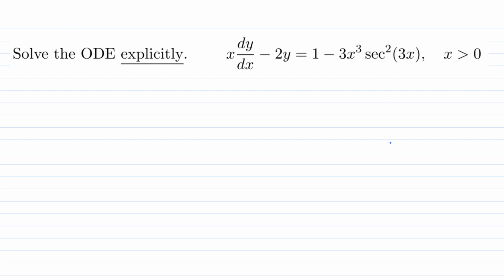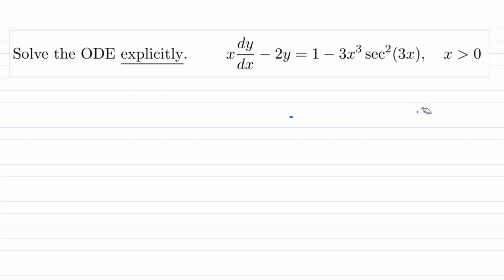So what is linear form? When we have y, its derivative dy over dx, and some function of x, where x is the independent variable, equals some function of x. If that is the case, then we call it linear. And when it is linear, we divide by the coefficient of the derivative, and then we find an integrating factor.